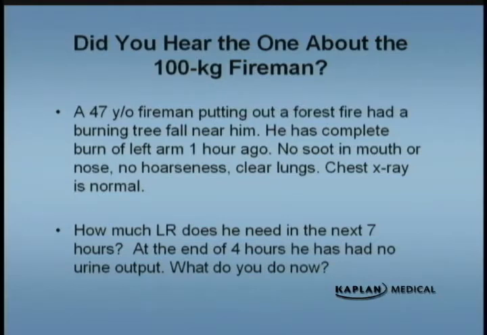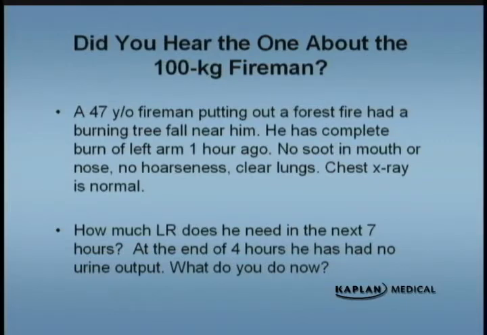This particular patient has no soot in his mouth or nose. He's not coughing. He has no hoarseness. He has clear lungs. His chest X-ray is normal. Question number 1. How much lactated Ringer's does he need in the next 7 hours?